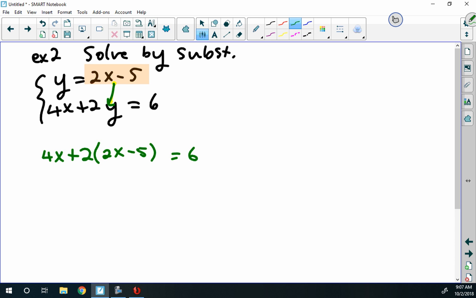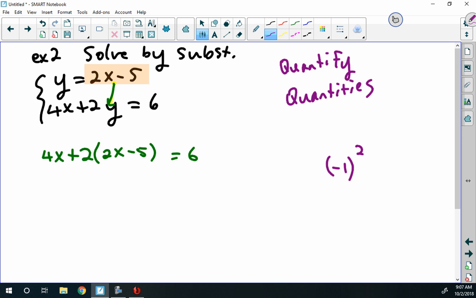In math, a lot of times we use the word quantity, and some people are like, dude, why are you saying that word? It's confusing me. It's because it's an expression that we need to put in parentheses. You'll hear me say this a lot this year: quantify quantities. If you ever have to square negative 1, some people would read it as negative 1, the quantity, squared. That means they put parentheses around it so they get the answer right. So make sure you quantify quantities. This 2x minus 5 is a quantity, and we want to put it in parentheses, just so we don't forget to distribute.